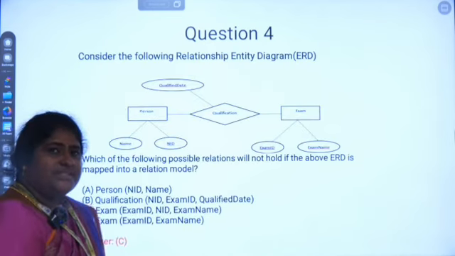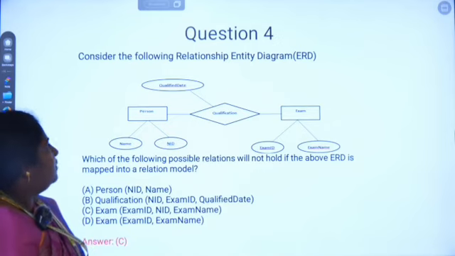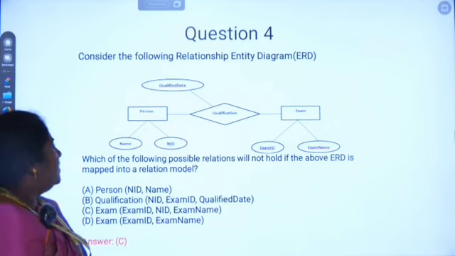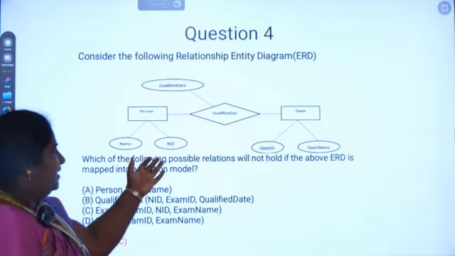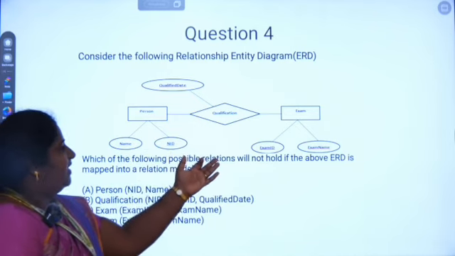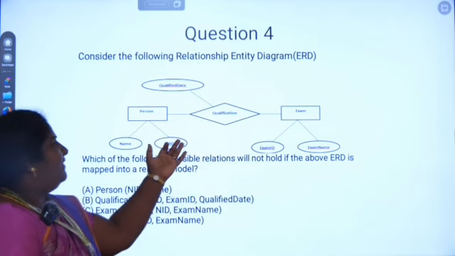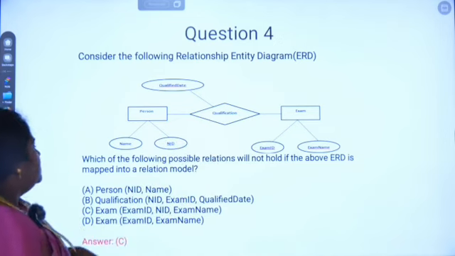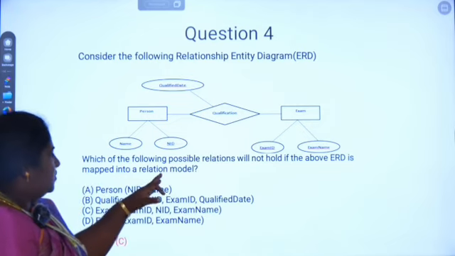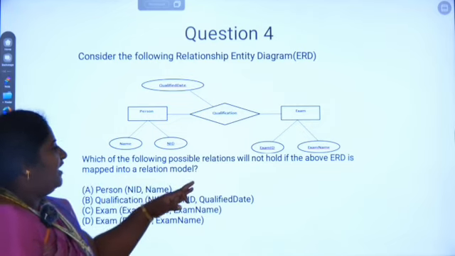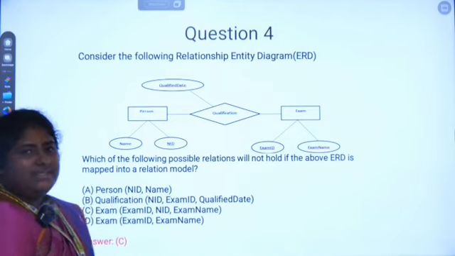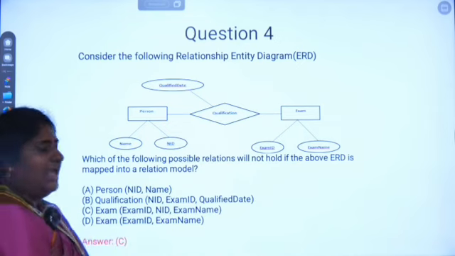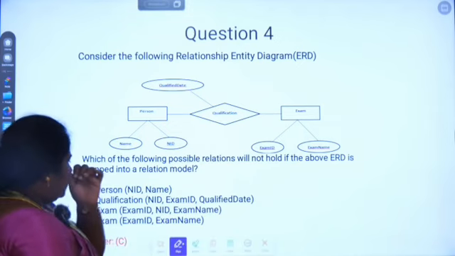So next we are going to discuss question 4. Here consider the following entity relationship diagram. It consists of person with 2 attributes, name and NID, and exam with 2 attributes, exam ID and exam name, with a relationship between them called qualification. Which of the following possible relations will not hold if the above ERD is mapped to a relational model? So we need to create a table.